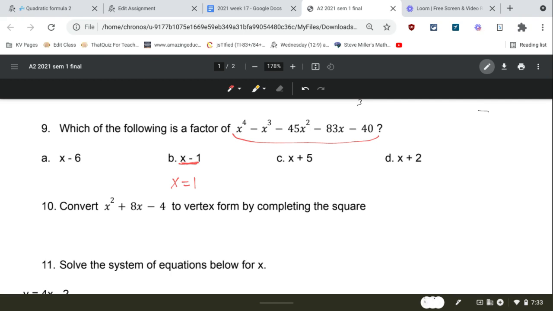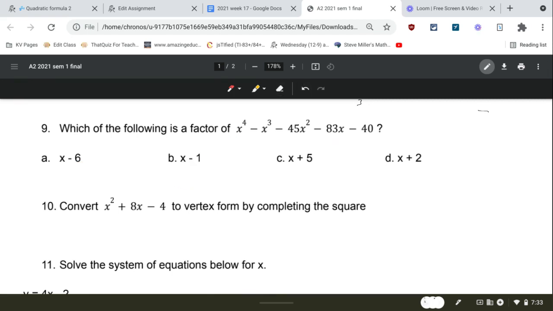Okay. Now, option A, I know that this is not a factor because -6 can't be multiplied by anything to give you -40. So I don't even have to bother with that one.